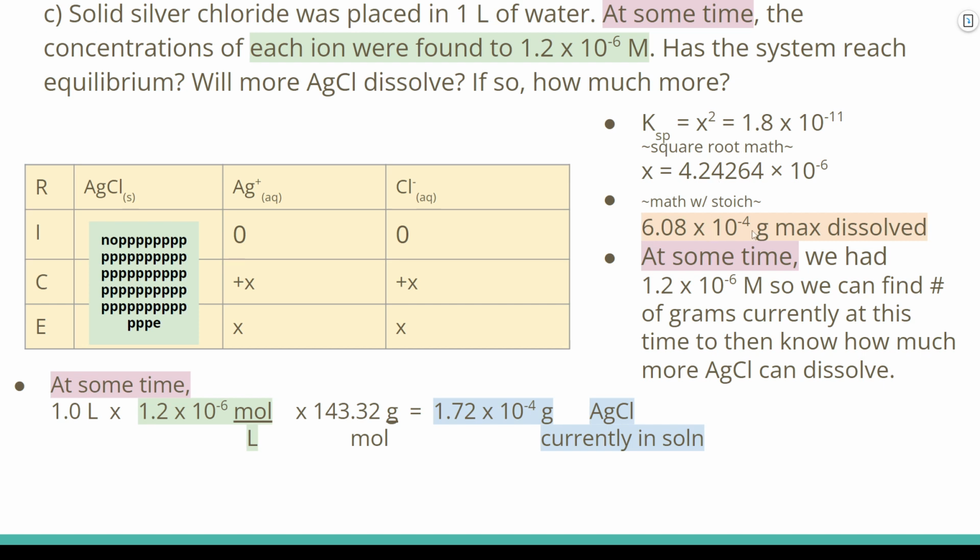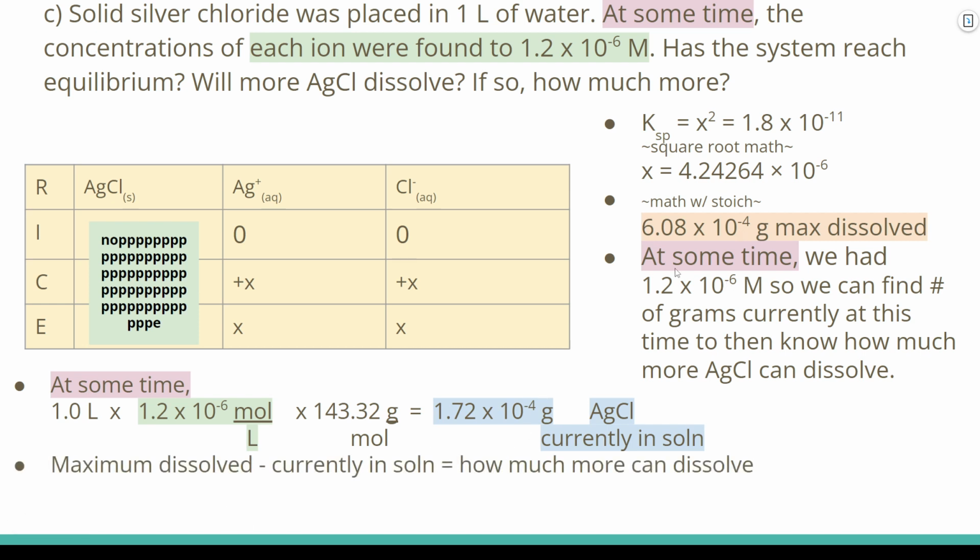This is how much can maximum be in solution. I would subtract those values to see how much more I can dissolve, because this is how much I currently have, but this is the max I can have. So can more dissolve? Yes. How much more? You subtract those values. I have my 6.08, that's the max. I have the current 1.72, and then I subtract, and this is how many grams more of AgCl I can dissolve. Yay, math.